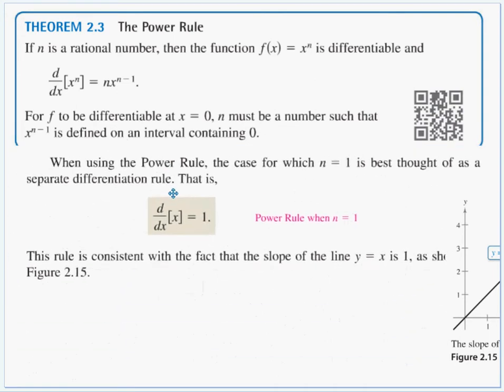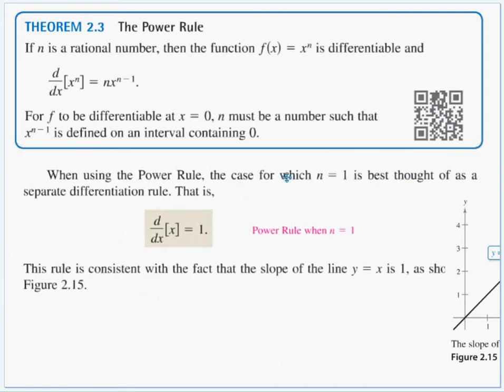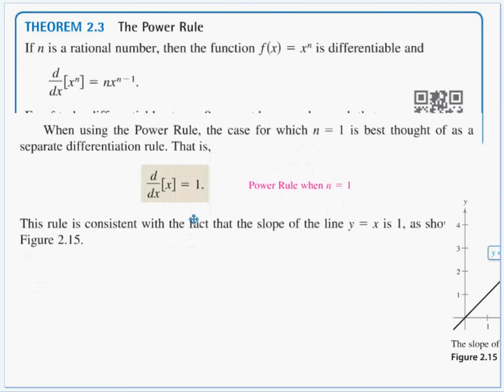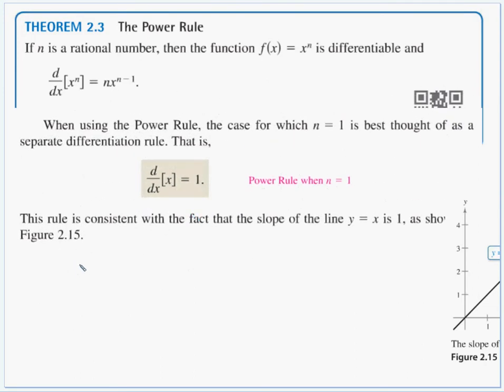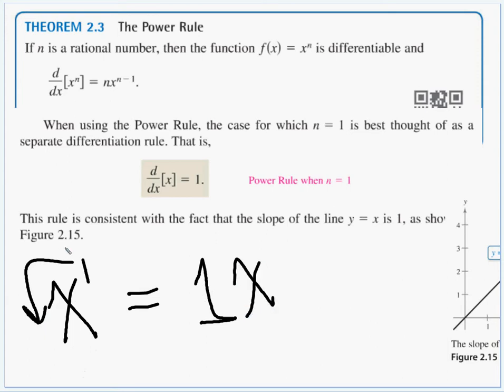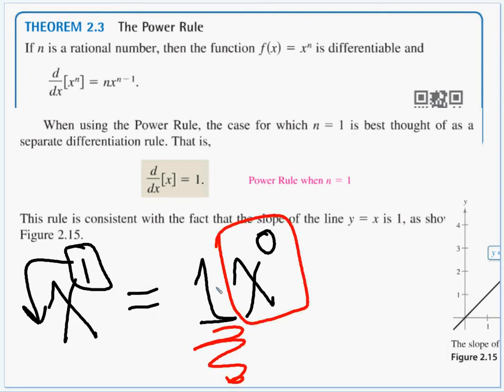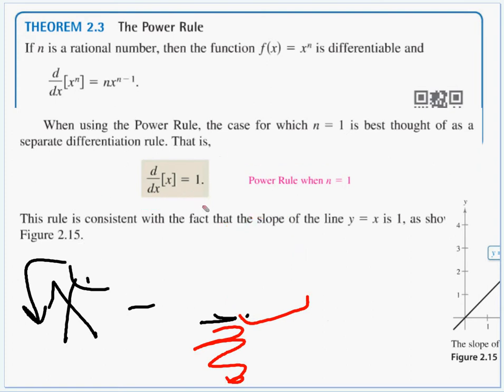Now, the book says when using the power rule for which n is 1, they say just think of it as a different case. The derivative of x is equal to 1. They just want you to memorize it. This also follows the rules of the power rule. If I have x to the first and I want to derive it, I would bring the exponent down front, so it would be 1 x to 1 power lower, x to the 0. What is x to the 0? Well, anything to the 0 power is 1, so your answer is just 1. I don't see it as a special case. It's just another use of the power rule.